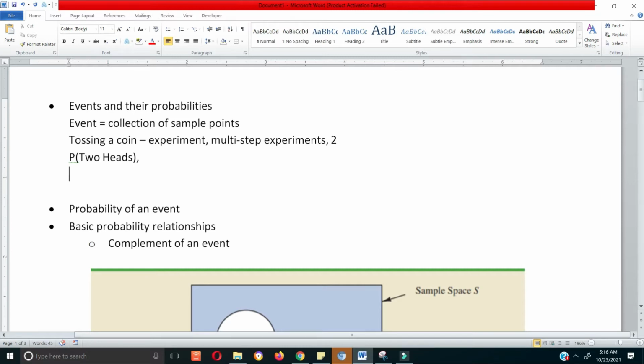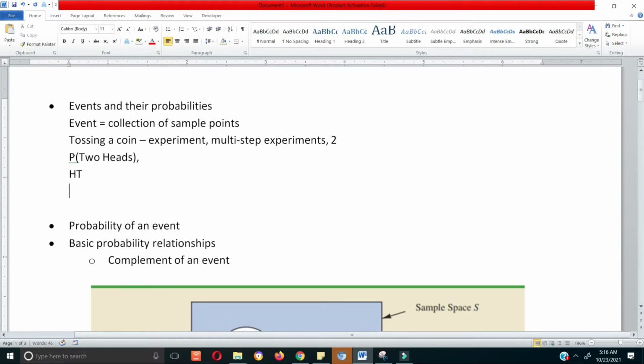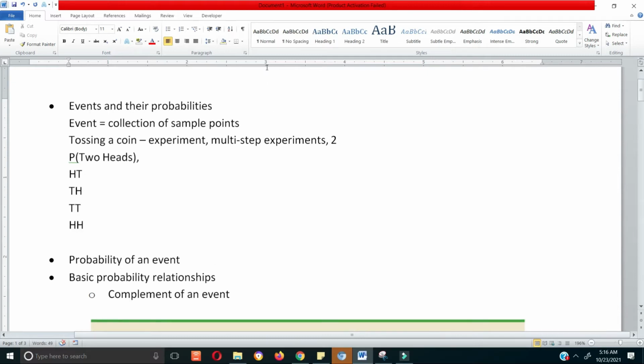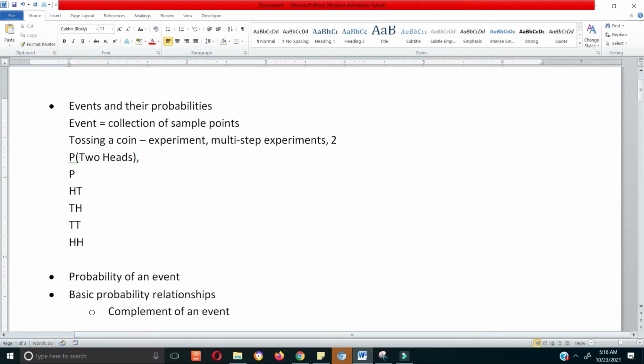Because if you have 2 tries, you can get H and T, you can get T and H, or you can get all tails, or you can get all heads. So the probability that you get 2 heads is going to be 1 over 4.